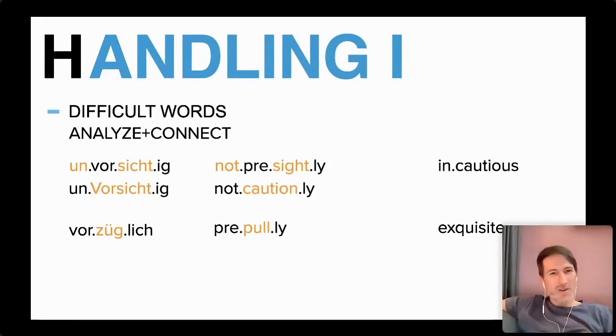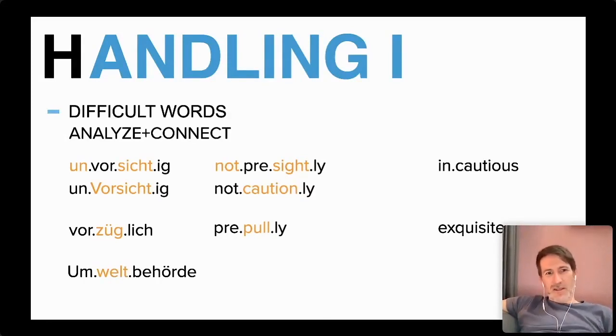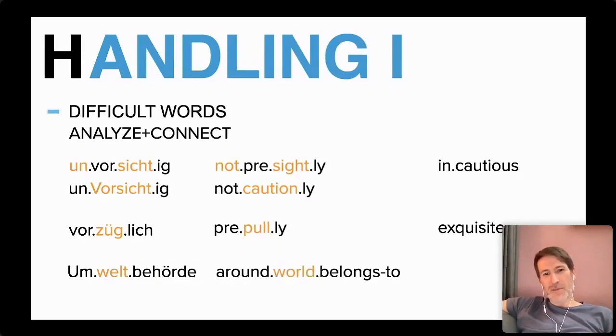This is how you make the association, and you will remember it sooner or later. Last one, Umweltbehörde, a word from my course, one of the few words that are not necessarily useful. They are the individual parts. So Umweltbehörde means: um means around, Welt means world, and Behörde means to belong.